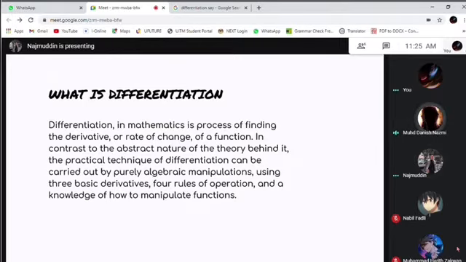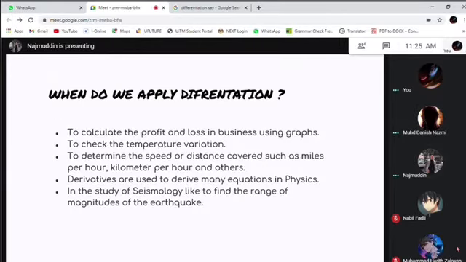When do we apply differentiation? First, to calculate profit and loss in business using graph. Second, to check the temperature variation. Third, to determine the speed or distance covered such as miles per hour, kilometer per hour, and others. Derivatives are used to derive many equations in physics. And lastly, in the study of seismology, like to find the range of magnitude of the earthquake.